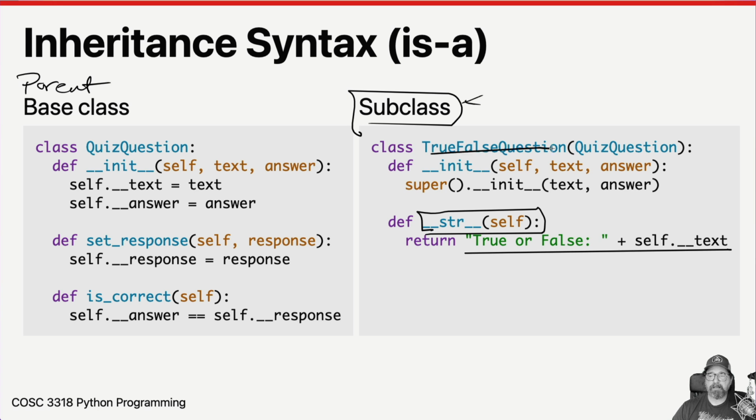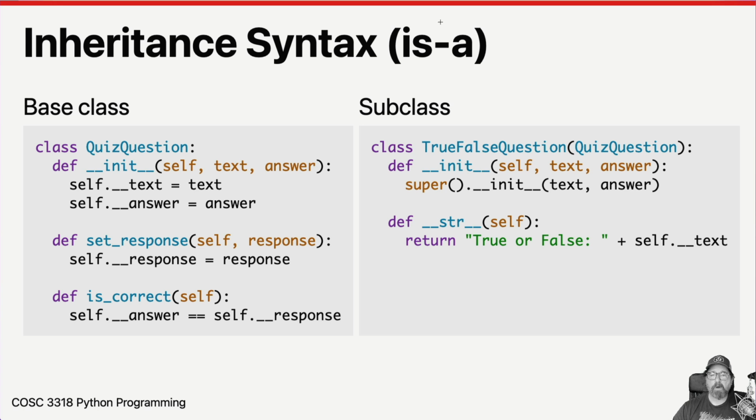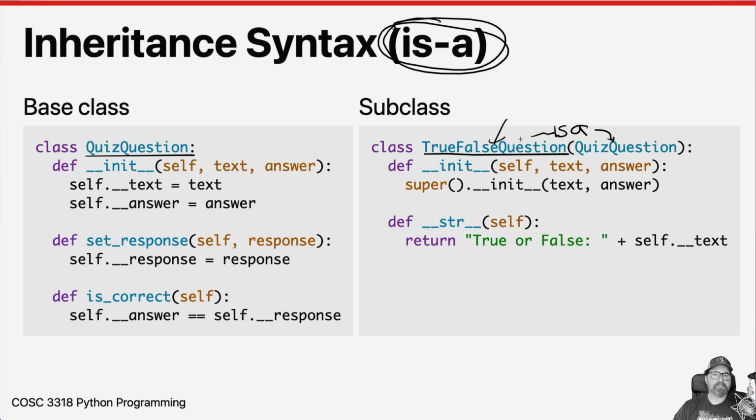This is known as the subclass, and it inherits from that parent class. What's important to note here is that this is called an is-a relationship. The true-false question is a quiz question, okay? So quiz question is the more general idea, like vehicle, and true-false question is more specialized, like car or motorcycle or motorboat or super yacht, more specialized, more specific versions of the vehicle. This is a more specific kind of question than just the generic quiz question.